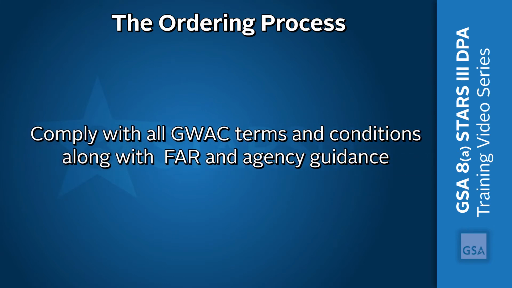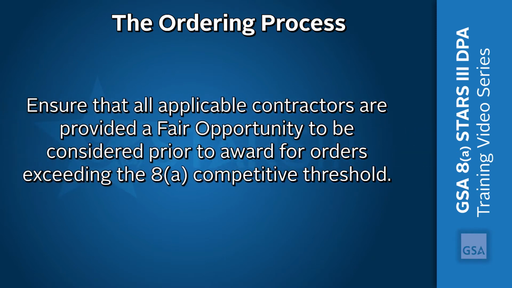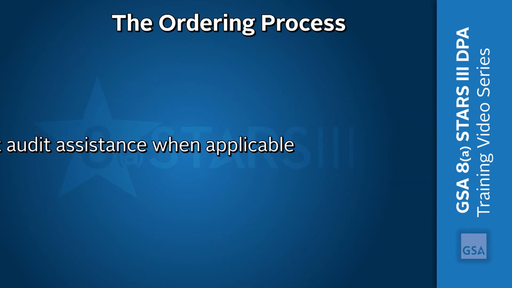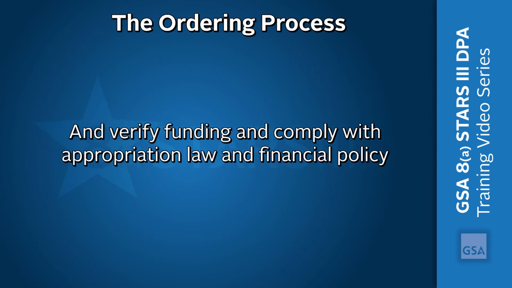As a part of their job, they must comply with all GWAC terms and conditions, along with FAR and agency guidance. Make sure the order work is within contract scope. Ensure that all applicable contractors are provided a fair opportunity to be considered prior to award for orders exceeding the 8A competitive threshold. Request audit assistance when applicable, and verify funding and comply with appropriation law and financial policy.